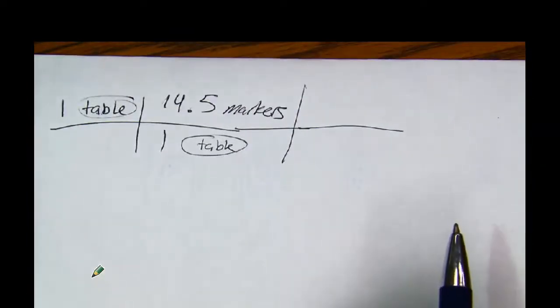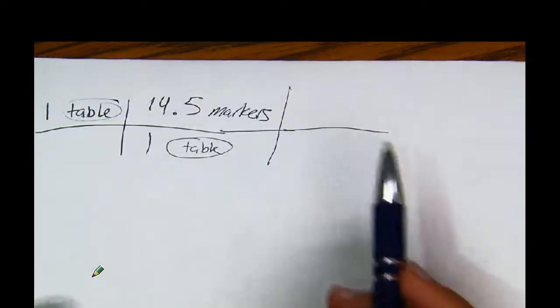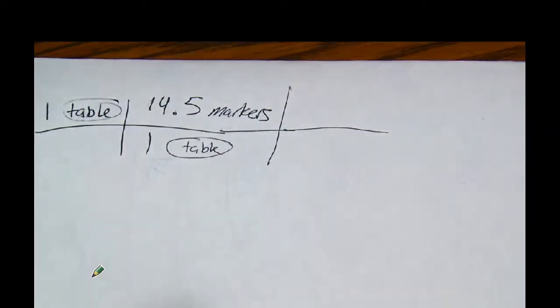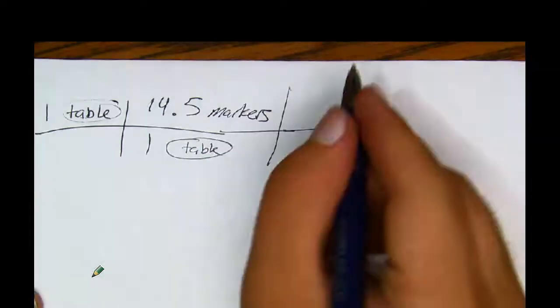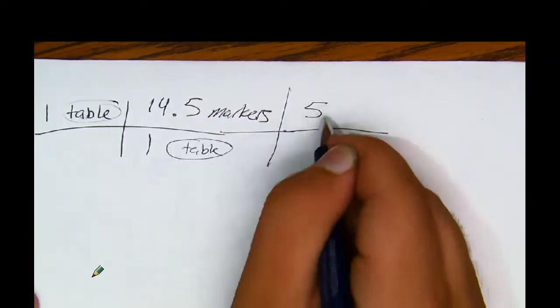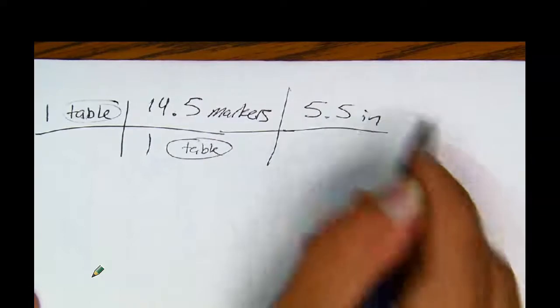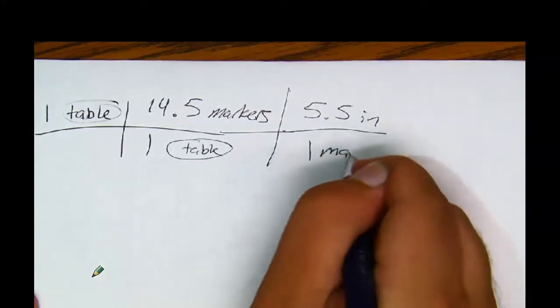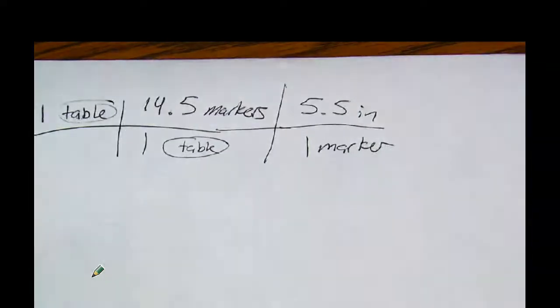If you need to pause the video, you can. Step two, what I want you to do is measure what you measured. So I used markers, so I'm going to see how long a marker is. My markers were 5.5 inches for every one marker. So if you used a pencil, measure your pencil. Or if you used your shoe, measure your shoe.